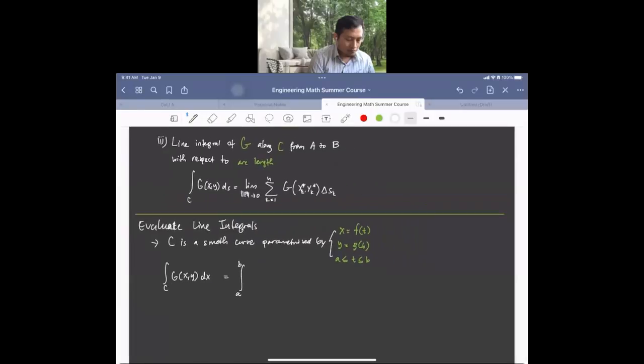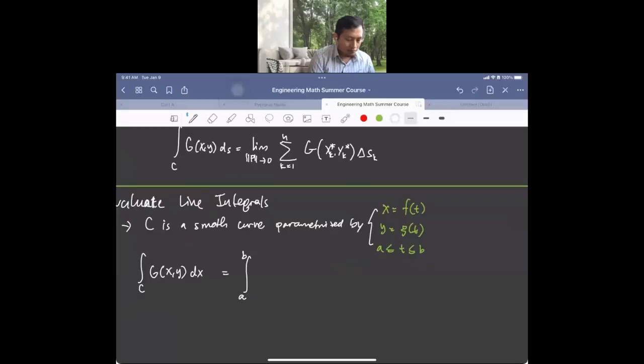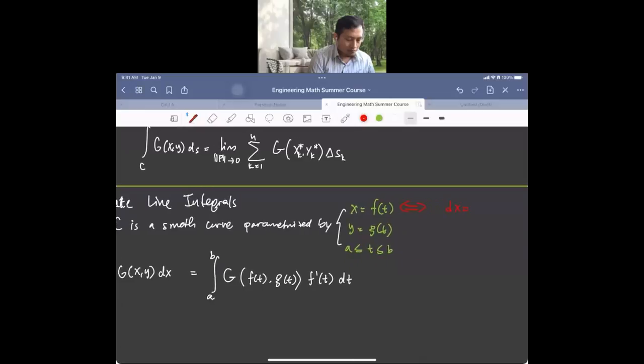At the beginning, I'm not really writing the same thing as here, but let me just write it similar to your textbook to let you know. So we have a function g defined. Now function g of f of t, g of t, and then the dx is f prime t dt, because we can also look at from here that dx is f prime t dt.